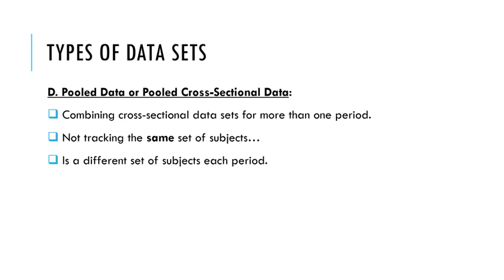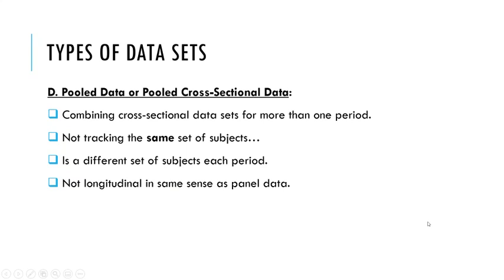Now there could be some overlap, but in year 1, I have a sample of subjects. In year 2, I have a sample of subjects. In year 3, I have subjects. They could be overlapped. They don't have to be overlapped, but it's not the same set of subjects where I keep every one of them in the sample from year to year or period to period.